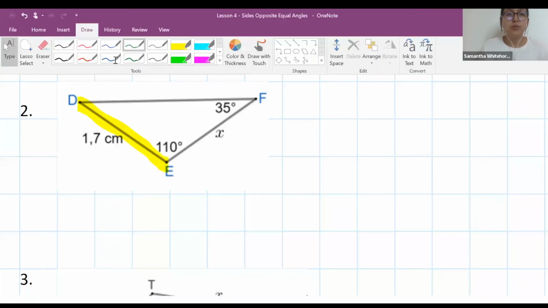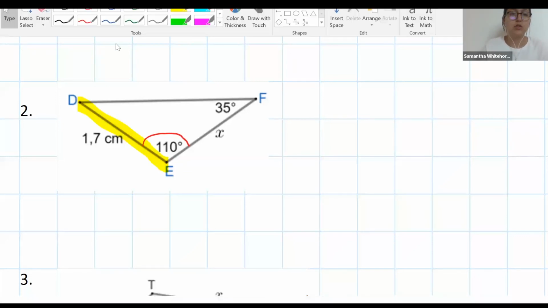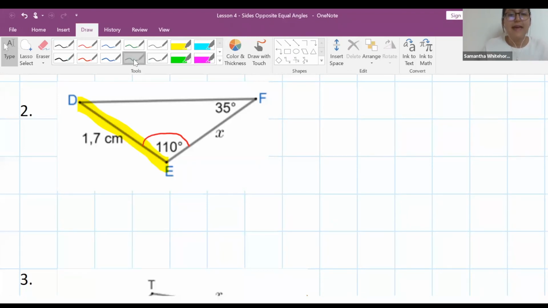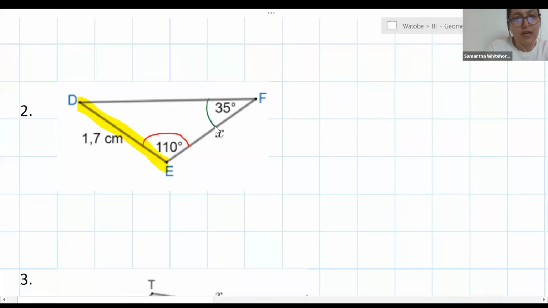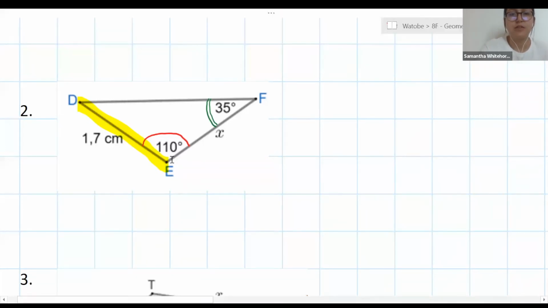I have also been told that angle E is equal to 110, and the fact that angle F is equal to 35 degrees. So I've got two angles in my triangle and one side. What I've been asked to do is find this side over here, x.